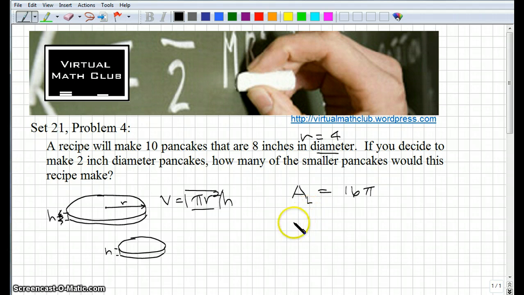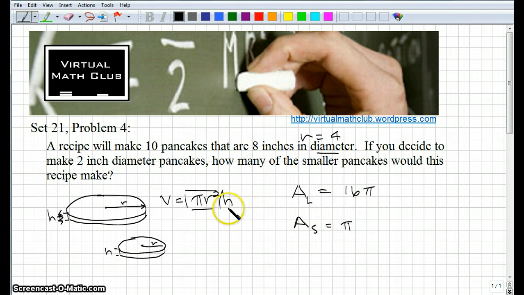And the area of the smaller pancake is what? It's a 2-inch diameter pancake, so the radius is 1. So 1 squared is 1, so the area is just pi. So you can see that a larger pancake has 16 times the area of the smaller pancake. So you could imagine that with the batter that goes into one larger pancake, we can actually get 16 of these smaller pancakes, right? Does that make sense?